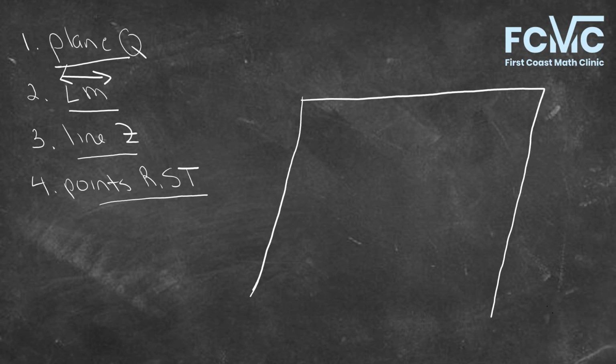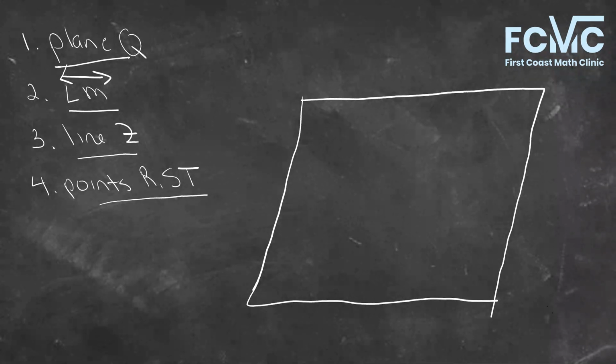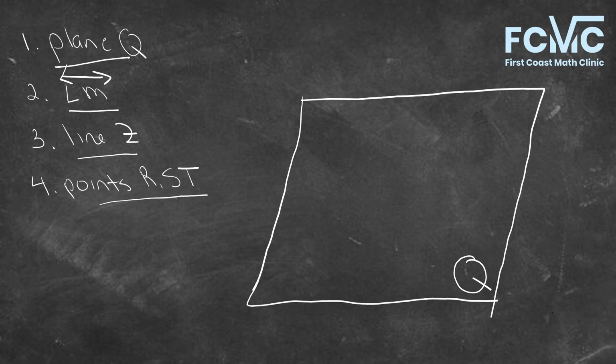We want to name our plane Q. So that Q is going to go in the bottom right corner. So that's the name of our plane. Now we want line LM. So we'll start with our points, L and M, and these points can go anywhere in our plane. Now let's draw a line connecting L and M.